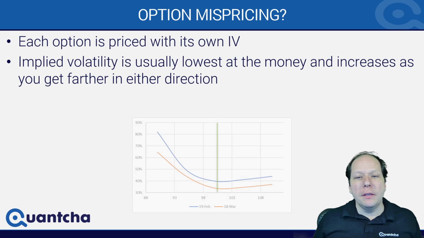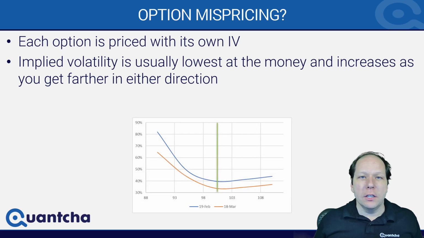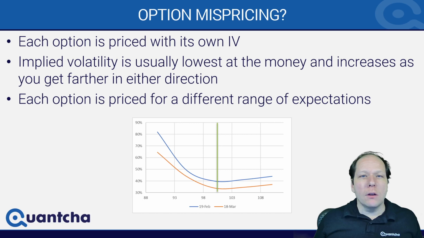And this is known as an implied volatility skew, or a smile or smirk and so on, depending on the shape of it. But it shows that at the money, you're looking at the lowest volatility, and then as it goes up in either direction, it gets higher, which is kind of interesting because it means that each one of those options is priced for a different range of expectations.